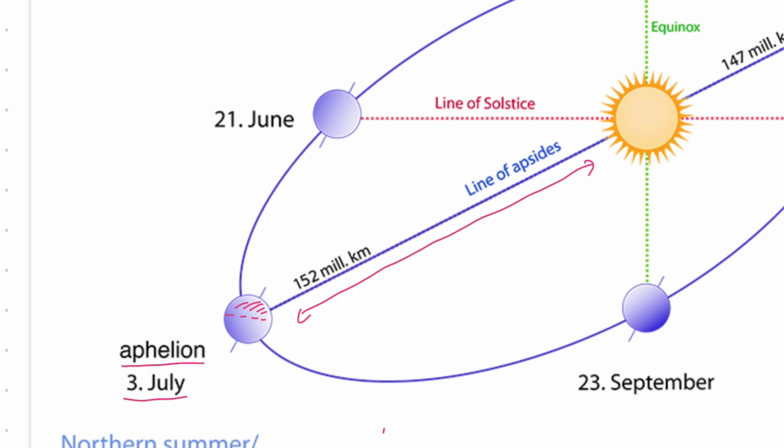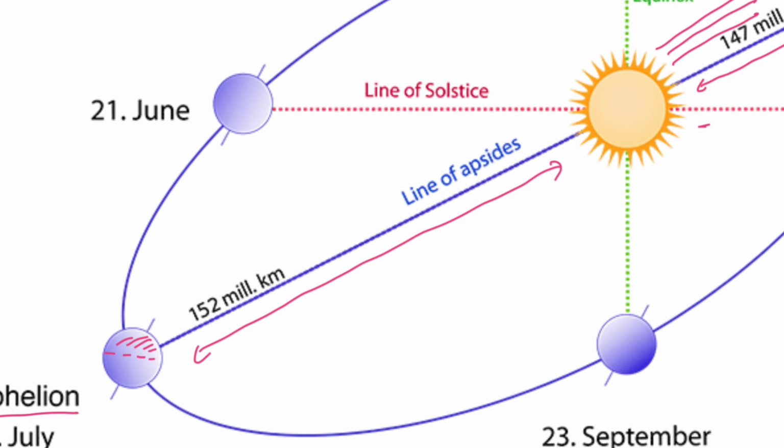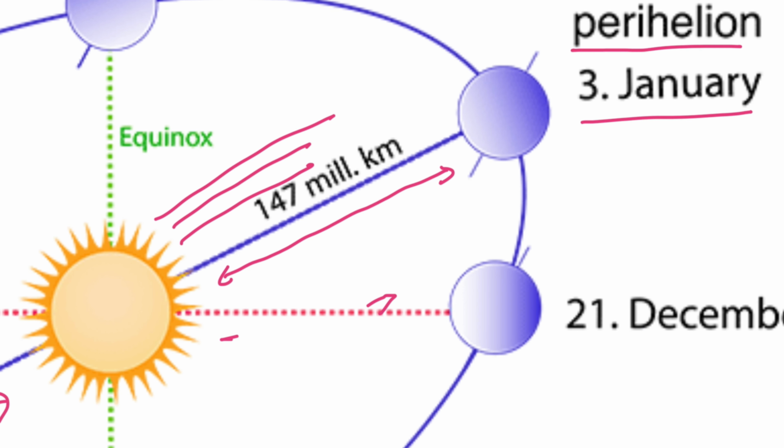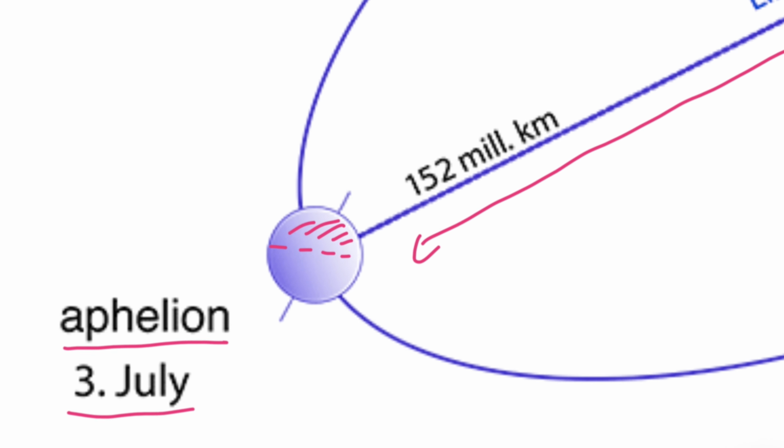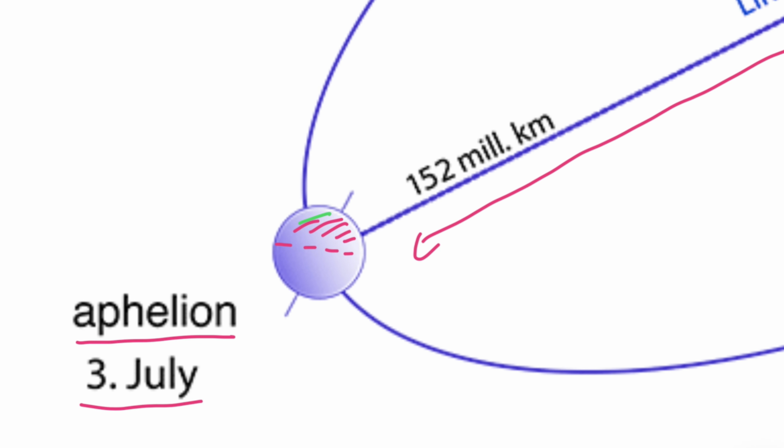Now we know summer and winter do not depend on the distance between Earth and sun. It depends on which hemisphere is facing directly towards the sun. At perihelion, the southern hemisphere is facing directly towards the sun, so there is summer in the southern hemisphere and winter in the northern hemisphere. And at aphelion, the northern hemisphere is facing directly towards the sun, so there will be summer in the northern hemisphere and winter in the southern hemisphere.